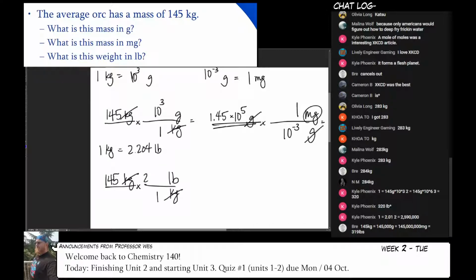1, 2.204. And I think that this would be like 330 or something like that. 145, 204, 320. 319.58. But since we're only getting to keep 3 sig figs, we would write 320 pounds. All right, there's all of the calculations for that problem.